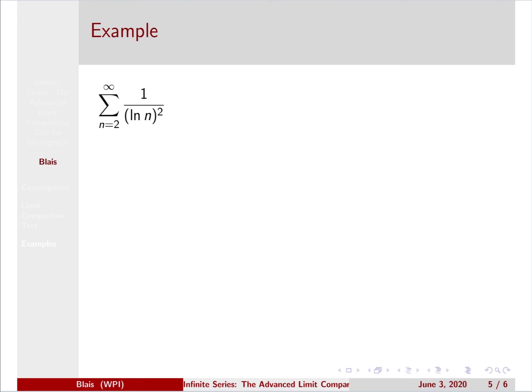Consider the example, the sum from n going from 2 to infinity of 1 over (natural log of n) squared. We start the sum at 2. We note that if we started at 1, we would have a 0 in the denominator because the natural log of 1 is 0. And let's try and think about what this series might be doing.